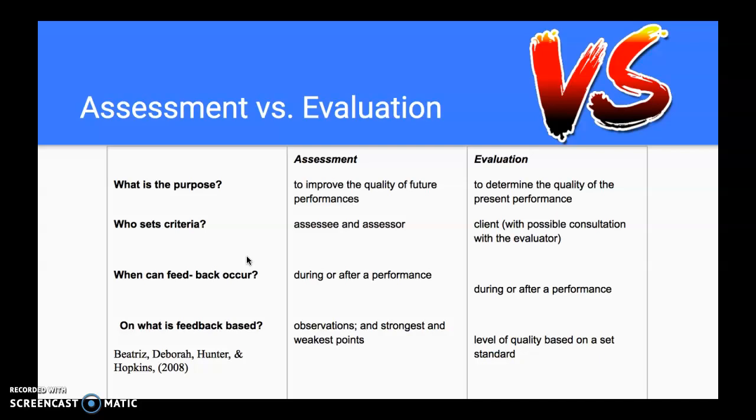First of all, what is the purpose of assessment and evaluation? Assessment is to improve the quality of future performances, and evaluation is to determine the quality of the present performance. Who sets the criteria? The assessee and the assessor, the client, with possible consultation with the evaluator. When can feedback occur? With an assessment, it's during or after a performance. With an evaluation, it's during or after a performance. On what is feedback based? Assessment can be observations and the strongest and weakest points. An evaluation is a level of quality based on a set standard.